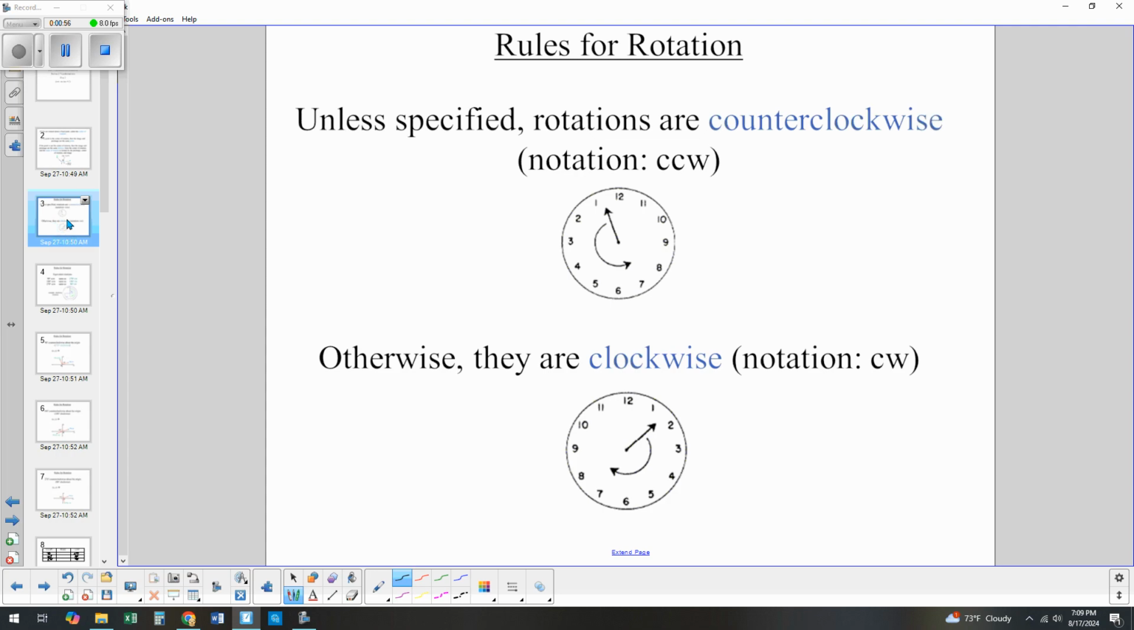Unless they specify, all rotations are considered counterclockwise. I hate this picture. I meant to change it. But it's the opposite way a clock would normally go, right? You're going the opposite way of the clock, that would be counterclockwise. So if they just tell you to do a 90-degree rotation, they mean counterclockwise. They might also just tell you it's counterclockwise. I'm going to abbreviate to CCW because it's a very long word and it's incredibly annoying to write. Otherwise, if they tell you specifically, it could be clockwise, and that's following the hands of a clock the way you would normally go.